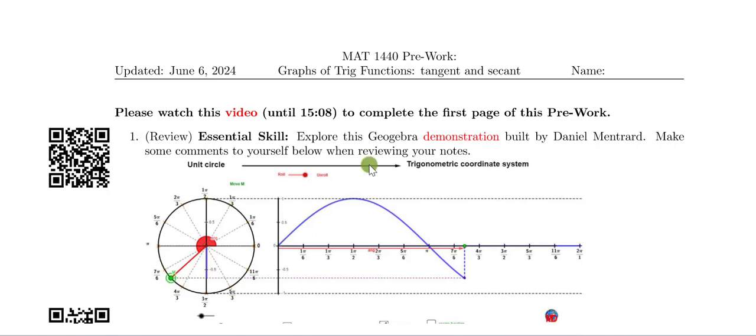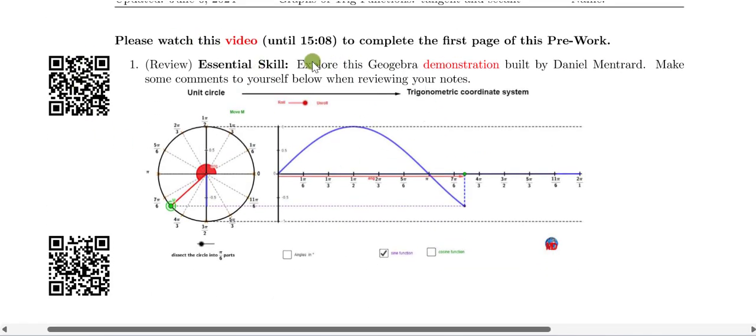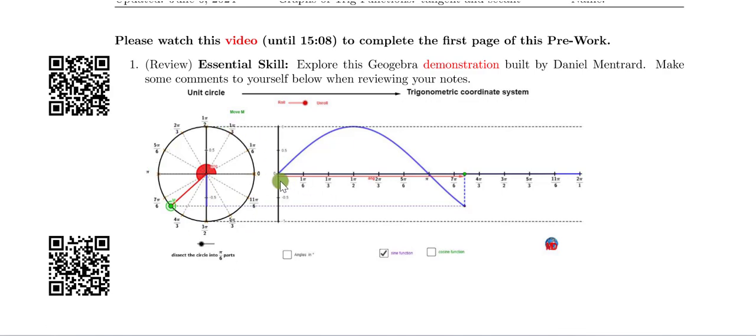Well, howdy folks. We're working on this pre-work, which is looking at the graphs of the trig functions tangent and secant. And on the first page, what I had you do was review the connection between the unit circle and the graphs of the functions when graphed on the traditional xy axes.